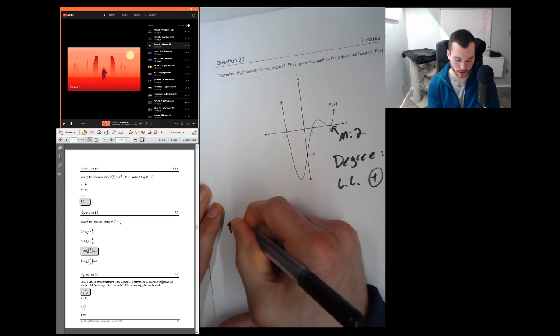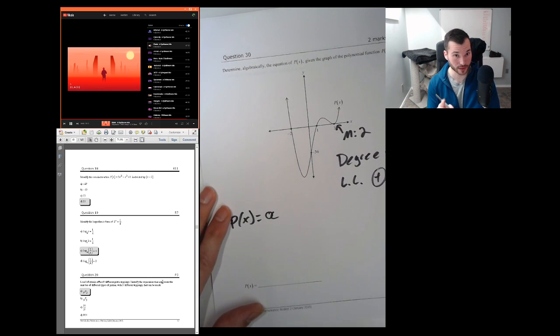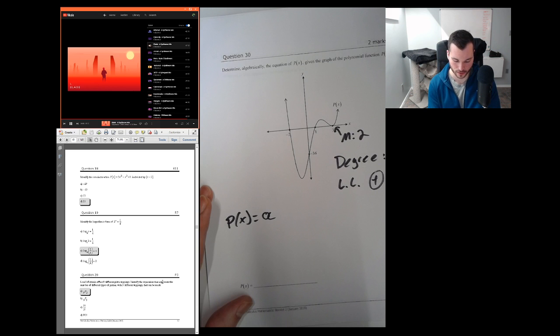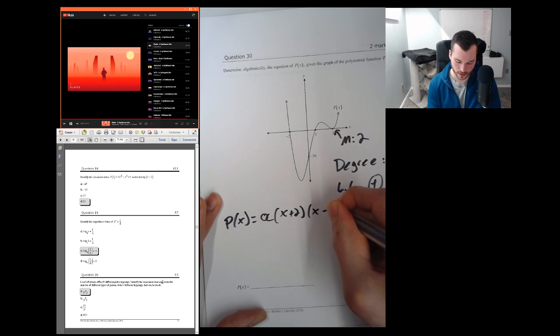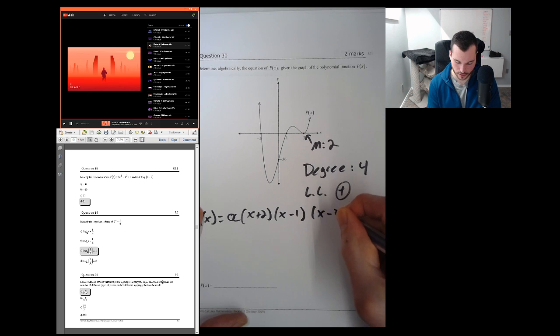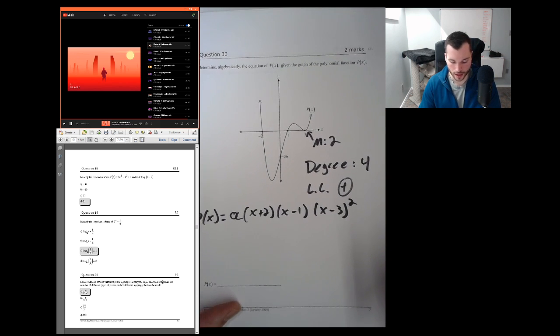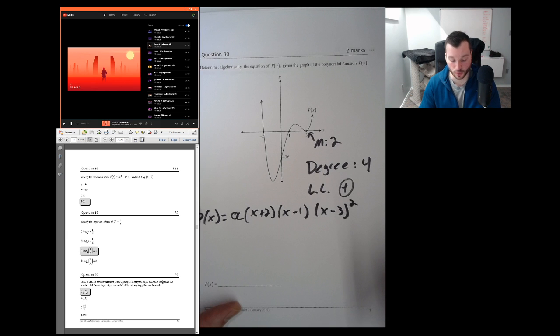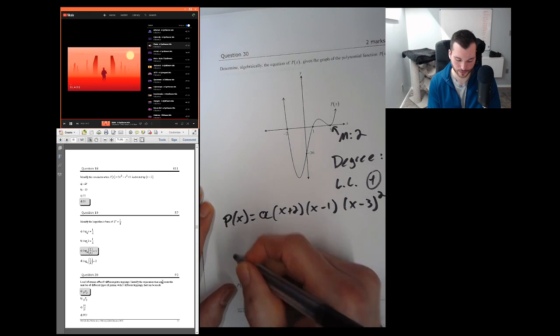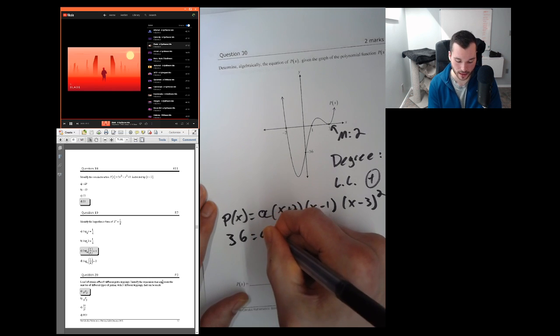Yeah, okay, so this is just straight up. We don't know what the leading coefficient is. We know it's positive, so I'm just going to put a as a placeholder. X plus 2, that's from that guy. X minus 1, that's from that guy over there. And then x minus 3 squared from that guy, multiplicity of 2. Okay, so we have an equation. That's 1 mark, by the way. We do have to use this fact, though. Check it. The y-coordinate is 36 when x is 0.